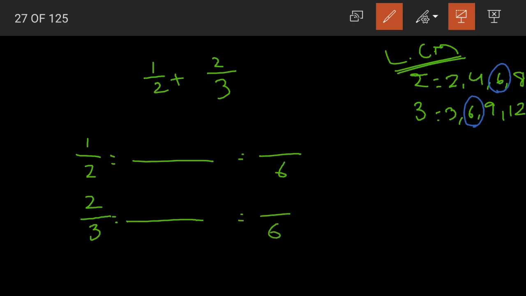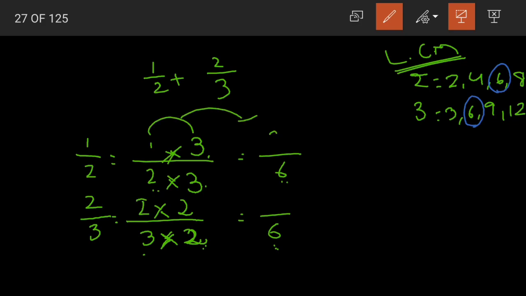Now how to convert this into like fractions? The denominator should be 6, but here the denominator is 2. So 2 3s are 6, so multiply the same 3 in the numerator. In the same way for 2 by 3, 3 is the denominator but 6 should be the denominator. How to convert it, children? 3 2s are 6. Multiply with 2, so multiply with 2 in the numerator as well. Now 1 3s are 3, 2 3s are 6, 2 2s are 4 and 3 2s are 6.